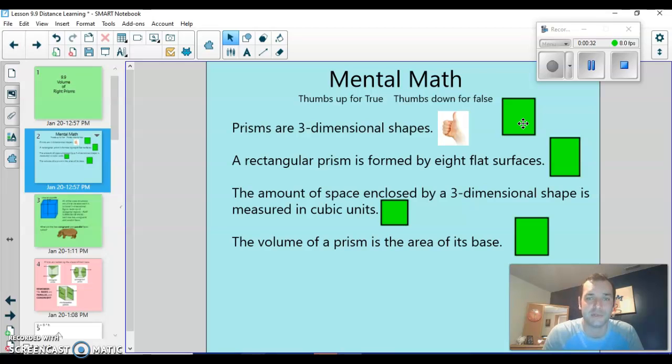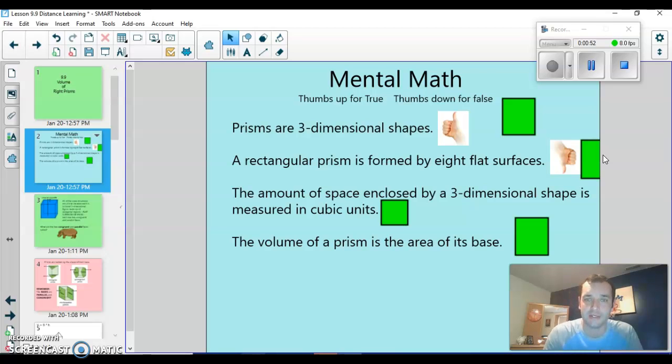A rectangular prism is formed by 8 flat surfaces. If you're thinking about a rectangular prism, that would be a shoebox that you'd have in your house. Is it formed by 8 different flat surfaces? There's a bottom, there's a top, then how many sides go around? Do you think it's 8 or do you think it's 6? The answer, kids, is 6, so that is false.